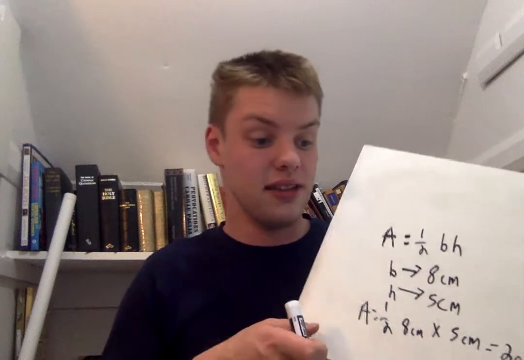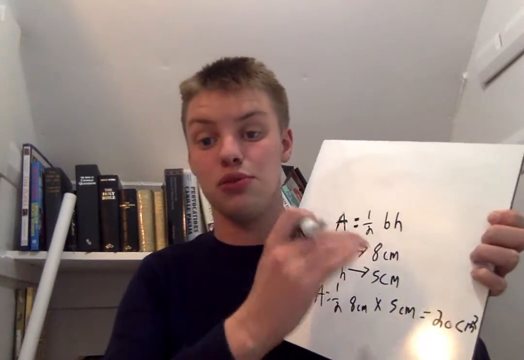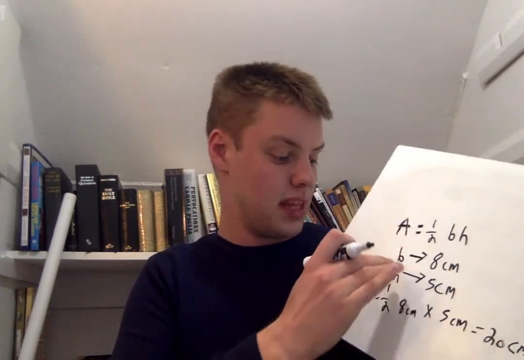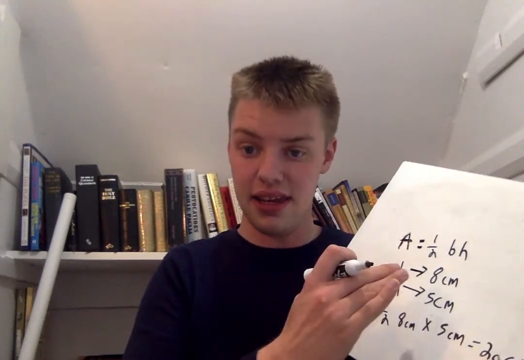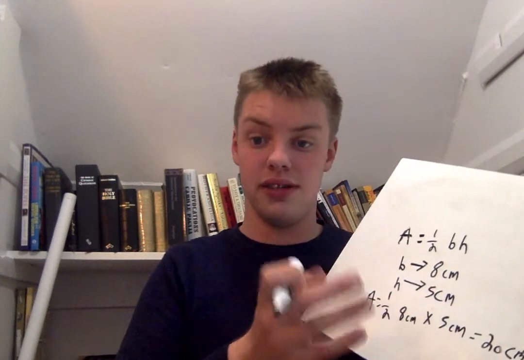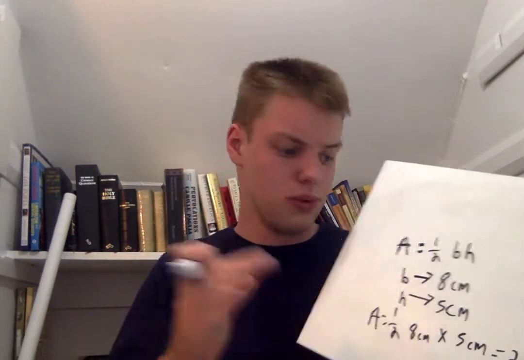All right, so how about this one? We have a equals half b h. Well, we know, as the book tells us, that if we have two letters with nothing in between them, we have to do multiplication. It gives us b, which is 8 centimeters, and it gives us h, which is 5 centimeters. 8 times 5, we know, is 40, but we multiply it by half. Therefore, half of 40 is 20.